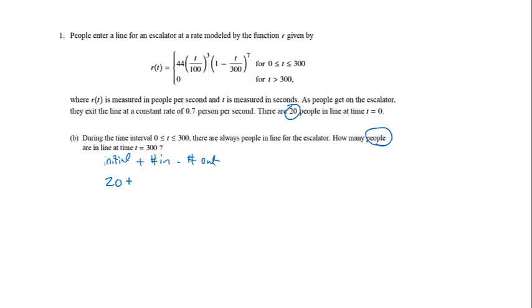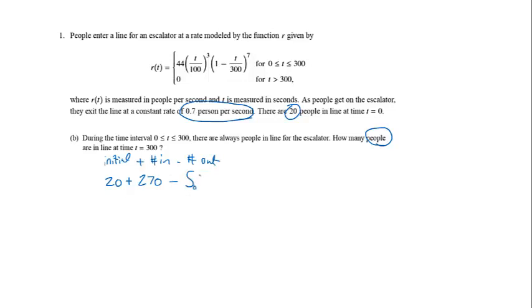And then plus the number of people in, which we actually already found in part A. The number of people that got in the line was 270. And then minus the number of people that got out of the line. You will notice it gave me a rate for that one, which was 0.7 persons per second. So I can go ahead and set up an integral for that part, just like I did in part A.